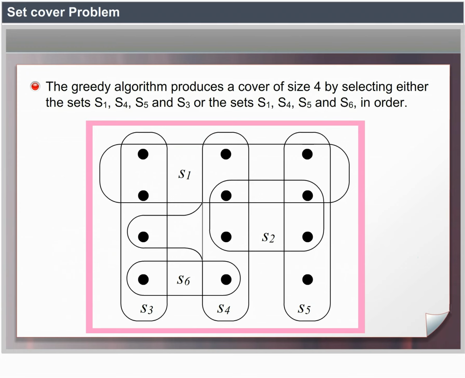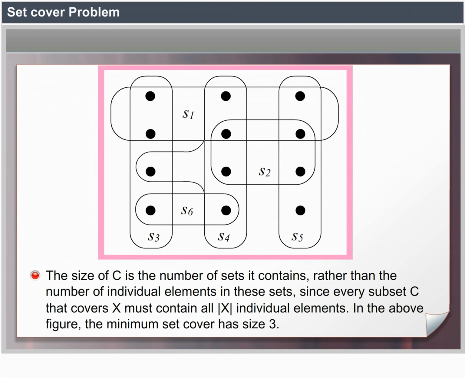The size of C is the number of sets it contains rather than the number of individual elements in these sets, since every subset C that covers X must contain all |X| individual elements. In the above figure, the minimum set cover has size 3.